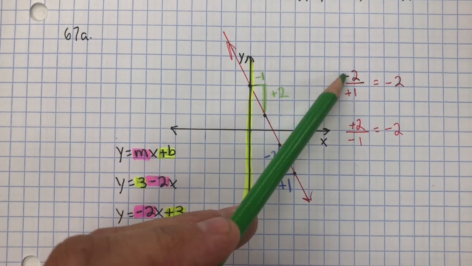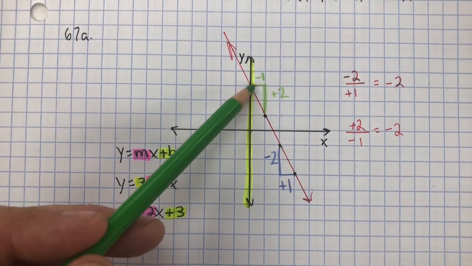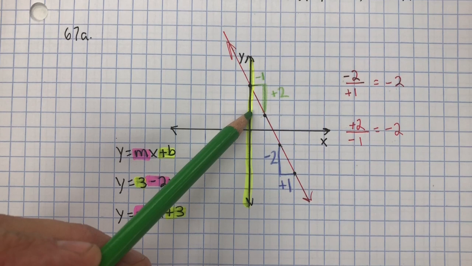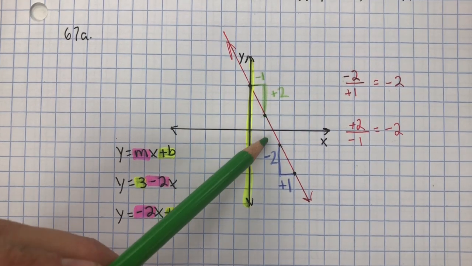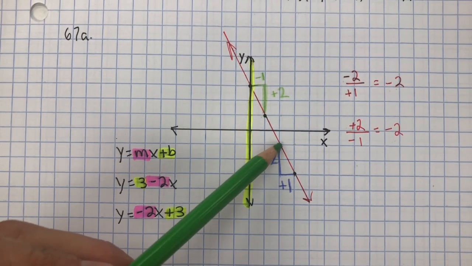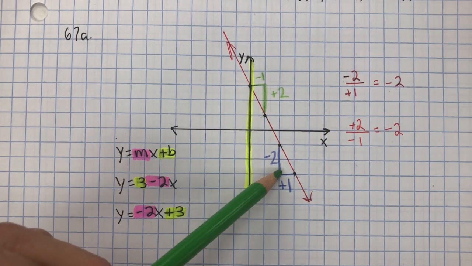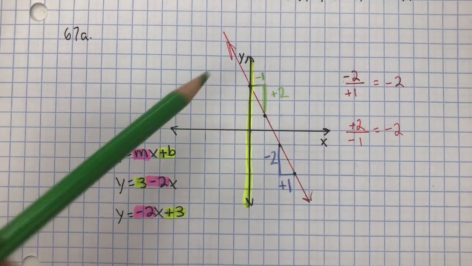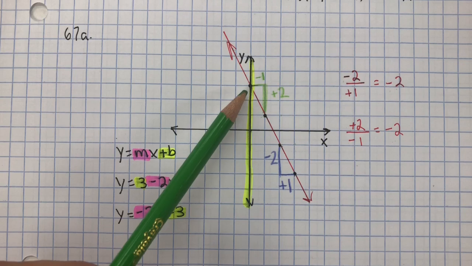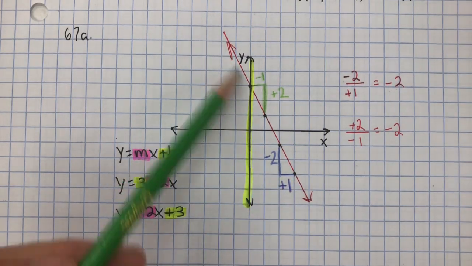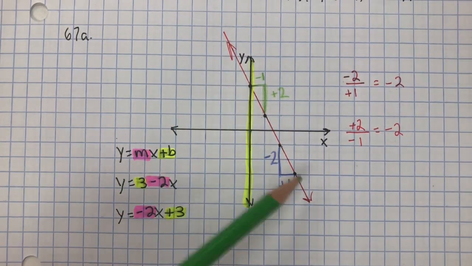Or I can do negative 2 on the y, positive 1 on the x, repeating. So here is my negative rate of change.